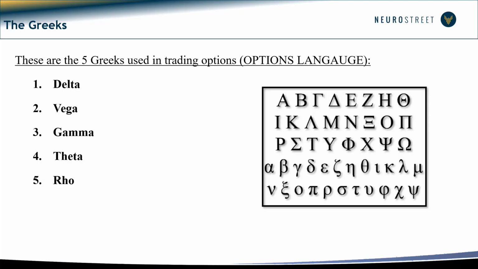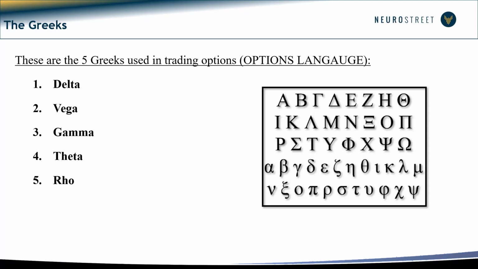So there's 5 main Greeks, okay? And it's technically what we call options language, so to speak. Greeks are part of the option trading industry. It's something that option traders will learn. The first one is delta. The second one is vega. The third one is gamma. The fourth one is theta. And the fifth one is rho.